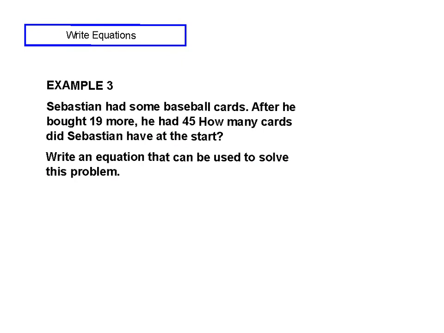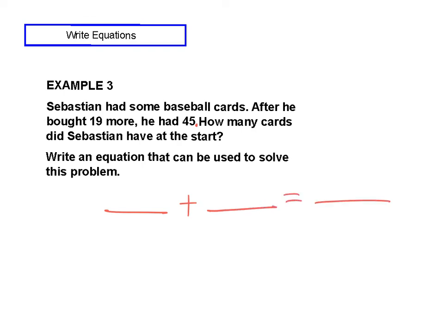All right, example 3. Sebastian had some baseball cards. After he bought 19 more, he had 45. I don't know. How many cards did Sebastian have at the start? Write an equation that can be used to solve this problem. This seems kind of familiar. It reminds me of example number 1. So I'm thinking you should be able to try this one on your own. Am I going to help you? I'm just going to set you up by putting a blank, plus sign, blank equals blank. That's how I'm going to help you.